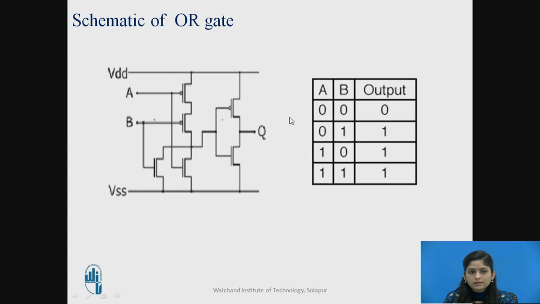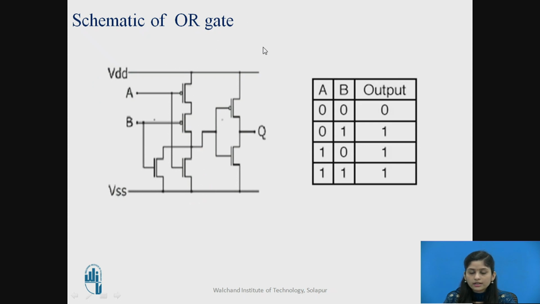Now let us discuss the schematic of our OR gate. For OR gate, we require two PMOS connected in series and two NMOS connected in parallel, with two inputs, input A and input B. VDD is connected to the PMOS terminal and the NMOS terminal is connected to the ground terminal. This is the basic circuit of our NOR gate.